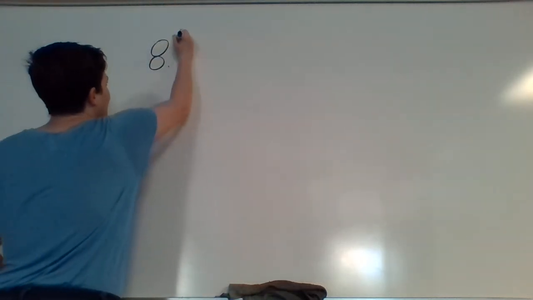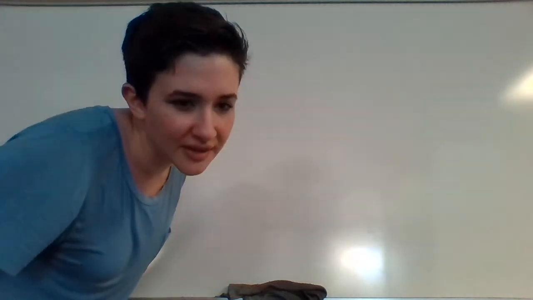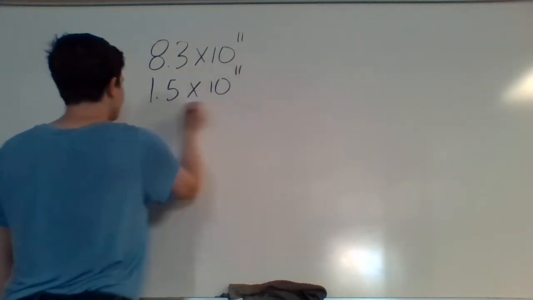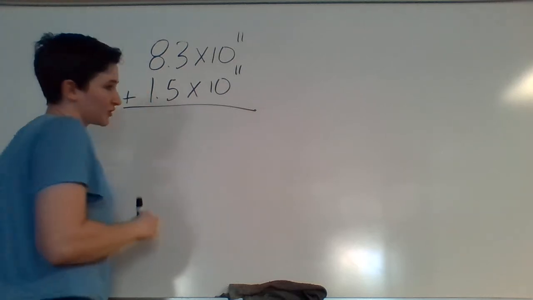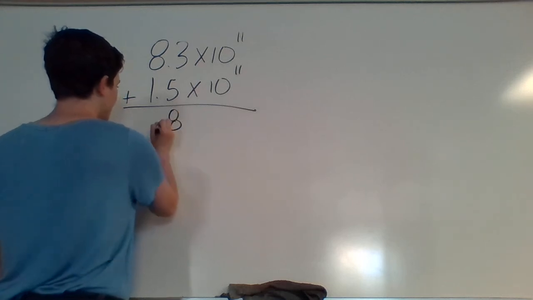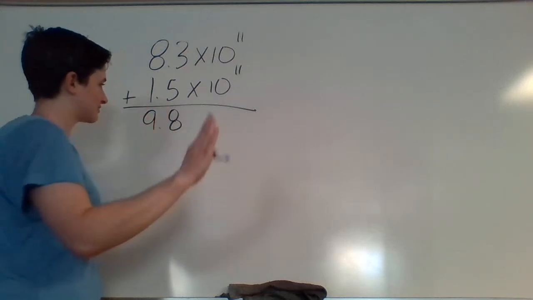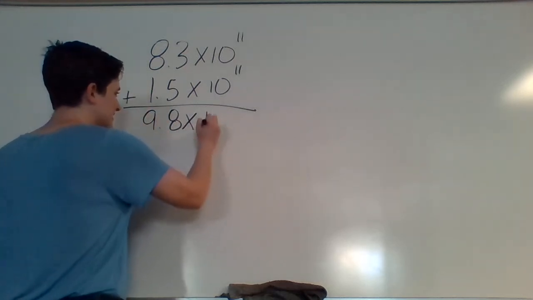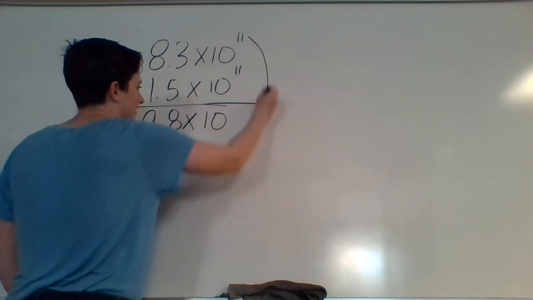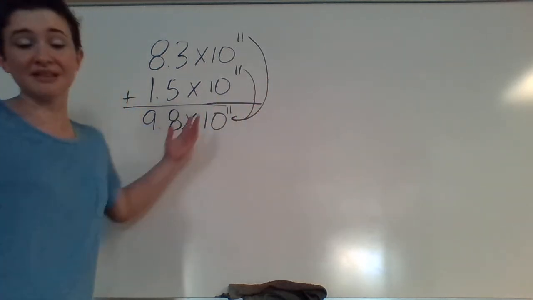Let's do 8.3 times 10 to the 11th plus 1.5 times 10 to the 11th. Okay, so first rule, add these together. So 3 plus 5 is 8. 8 plus 1 is 9. Those are my decimals added together. That's it for our decimals. Times 10 to, that slants too much. Again, take the exact same exponent and bring it down. And that's it. That's how you add scientific notation.